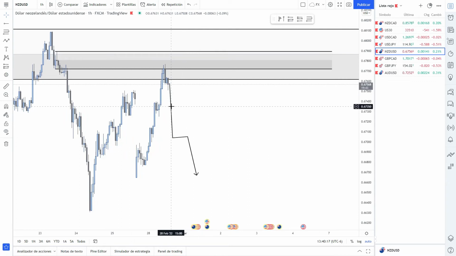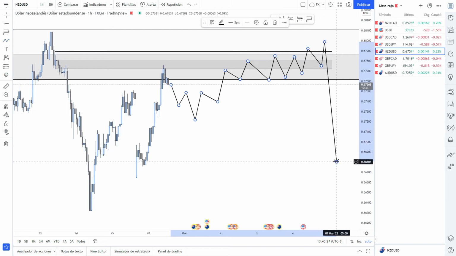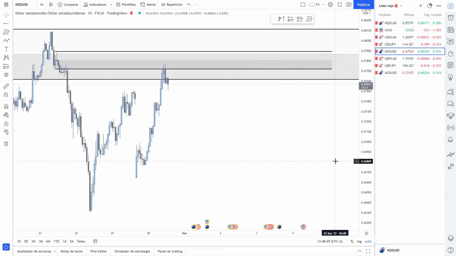If price makes a move like this, let's say, and starts testing and testing and testing my zone, I just don't take it into consideration anymore. I just disregard the setup.